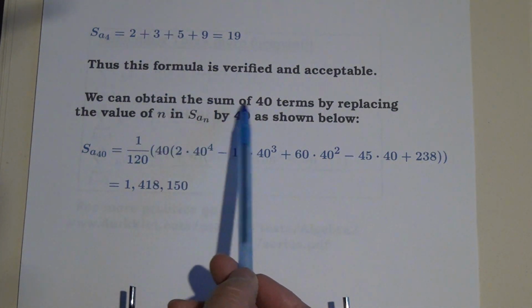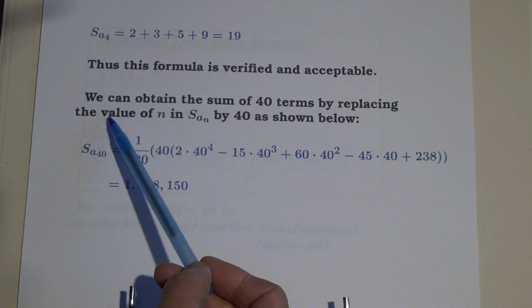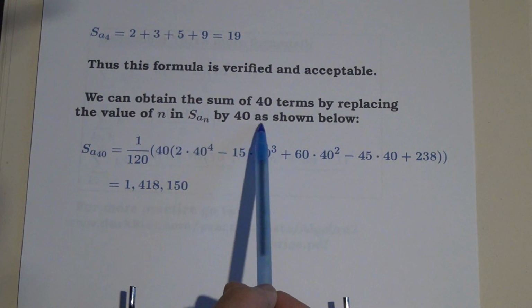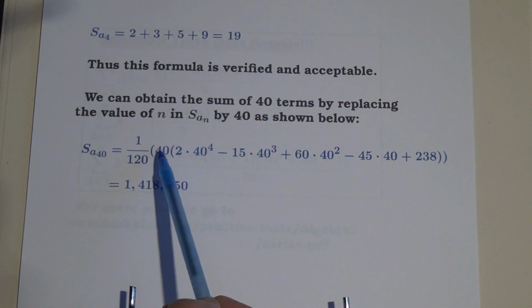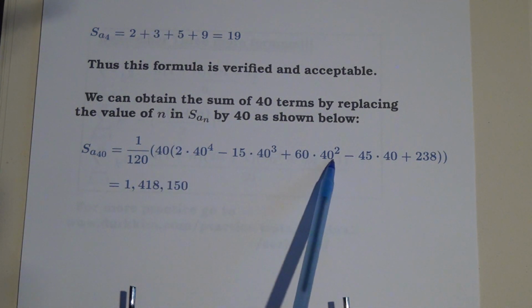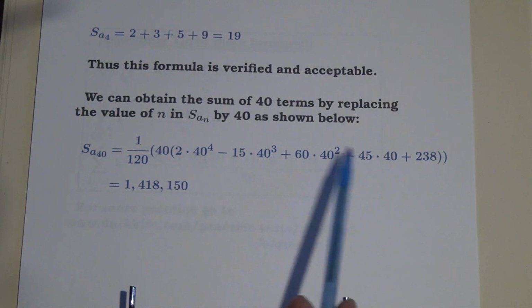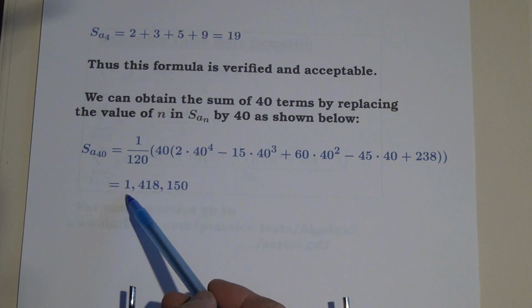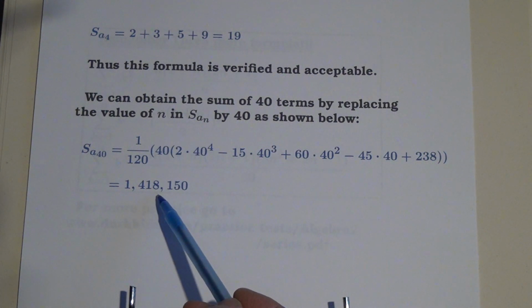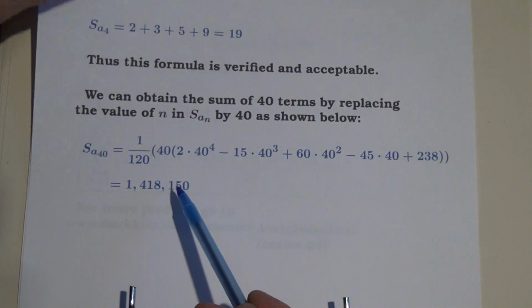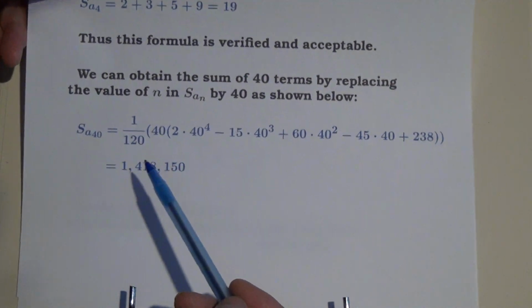Now we can get the sum over 40 terms by replacing the value of n in S. So a n by 40 as shown below. So you replace n by 40 and calculate. The answer comes out 1,418,150. This one is the sum. Okay? It's a more complicated problem.